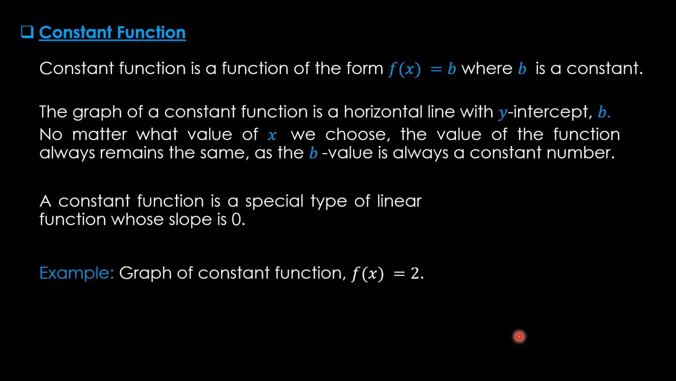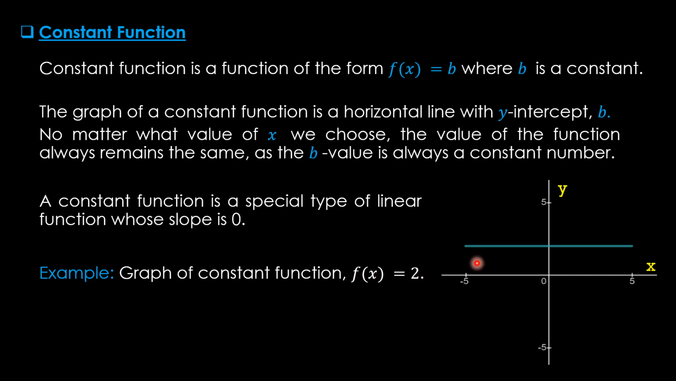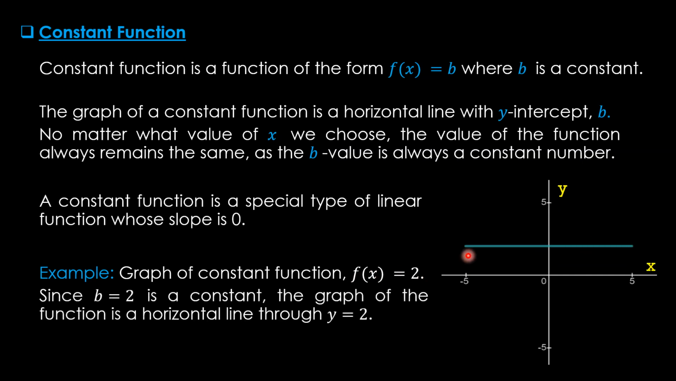Graph of constant function f(x) = 2. This is the graph of this function f(x) = 2, and we can see, since b equal to 2 is constant, the graph of the function is a horizontal line passing through y equal to 2.